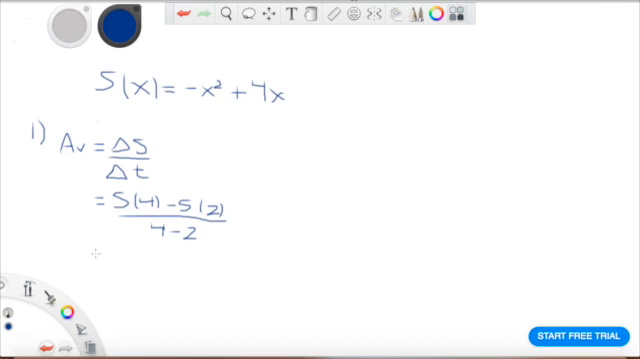Now if we put 4 into the equation, it will give us 0, because 4 to the power of 2 is 16, times negative 1, which is negative 16, plus 4 times 4, which is 16, which ends up equaling 0. If you put 2 into the equation, that would be 2 to the power of 2, which is 4, times negative 1, which makes it negative 4, plus 8, because 4 times 2 is 8. So that will be minus 4 over 2.